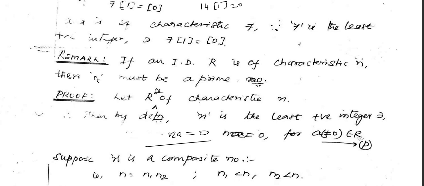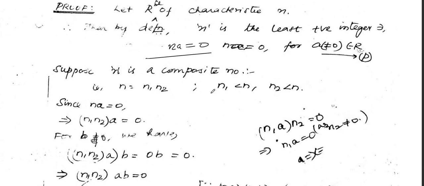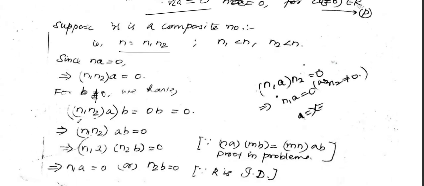Suppose it is a composite number. Then n equals n1 into n2 with n1 less than n, n2 less than n. Now we have na to be 0. So replacing n by n1 n2, we have this. Now for b not equal to 0, we have obviously this 0 into b giving back 0. This is what we have. Now we shall have this to be n1a n2b equal to 0.